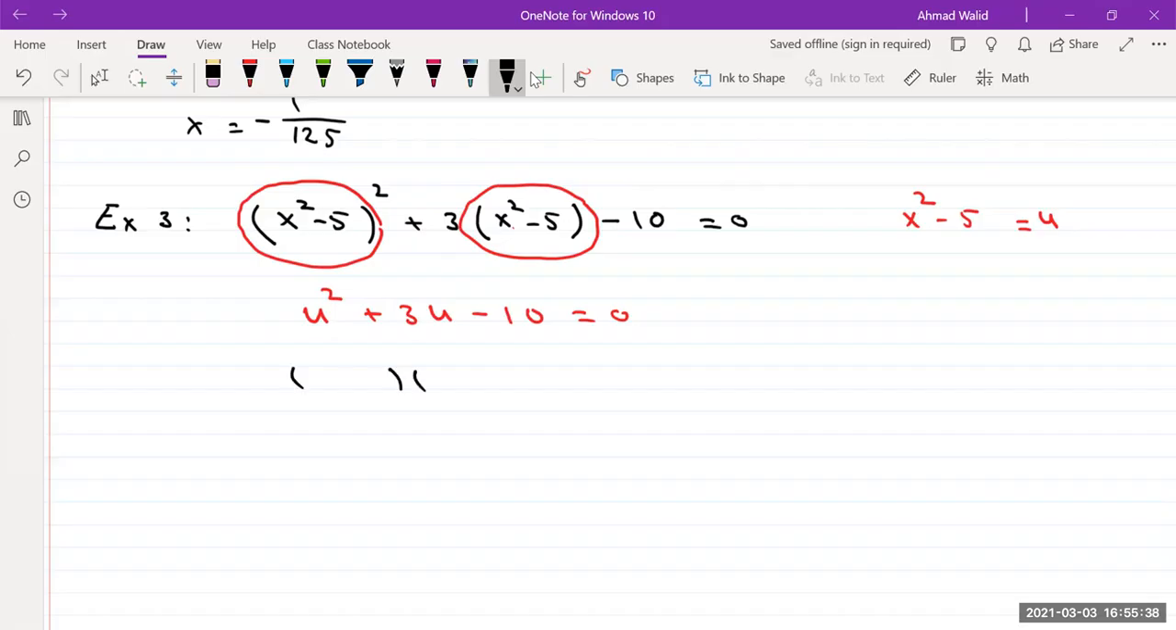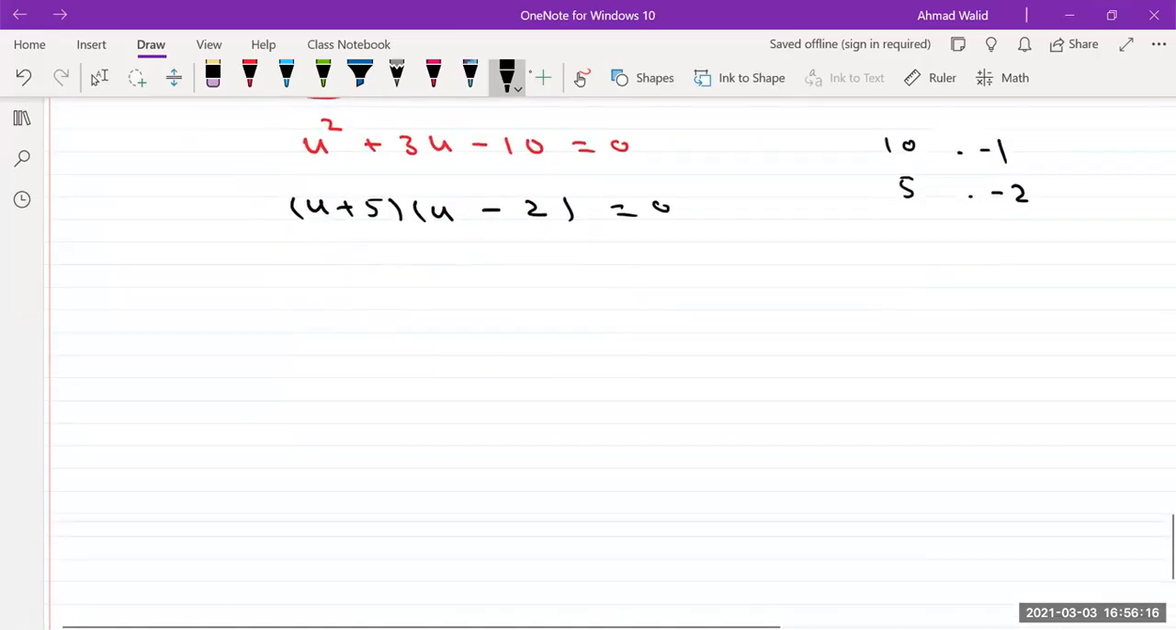Can we factor to parentheses u and u? Possible factors of 10 to give you 3. 10 times 1, 2 times 5, only two options, right? But because 10 is negative, it should be negative 1 times 10, and negative 2 times 5 gives you negative 10. Why the lower number negative 2? Because I already explained it in factoring for you. You need positive 3, right? Then your factors are u plus 5 and u minus 2 equal to 0.